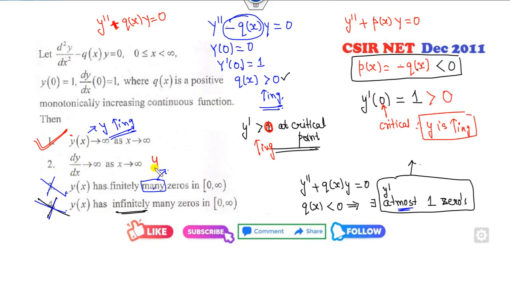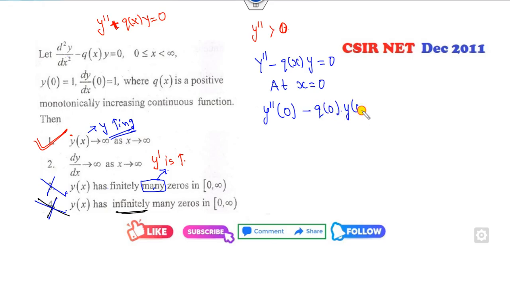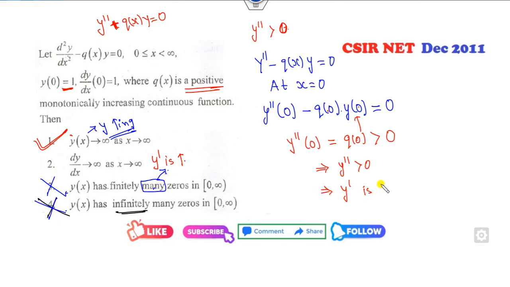Now I have to prove y dash is increasing. How can you prove that y dash is increasing? For that you need to prove y double dash should be greater than 0. So I can check here, this is given to you. Now at x equal to 0, y double dash of 0 minus q of 0 times y of 0 is 0. What is the value of y of 0? y of 0 is 1. q of 0 is positive, so it's non-zero. So y double dash at 0 is equal to q of 0, which is positive, greater than 0. That means y dash is an increasing function. So this is here as x approaches infinity. So A and B are right.